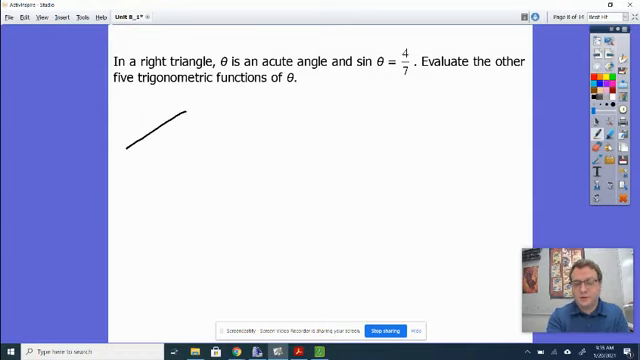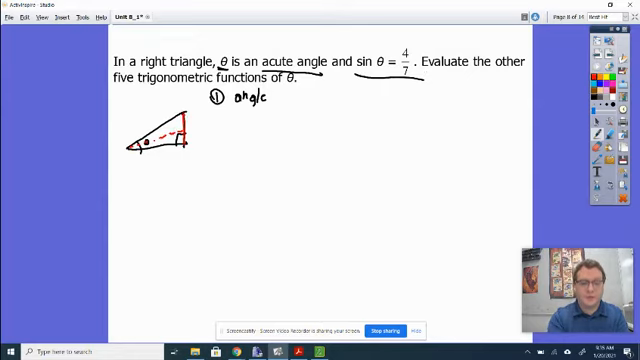We're going to have that triangle. I've got an angle theta, and it tells me that it's an acute angle. Then it tells me what the sine is. If I was just looking for that angle, it already gives me the equation here, but let's go ahead and set it up just to be sure.